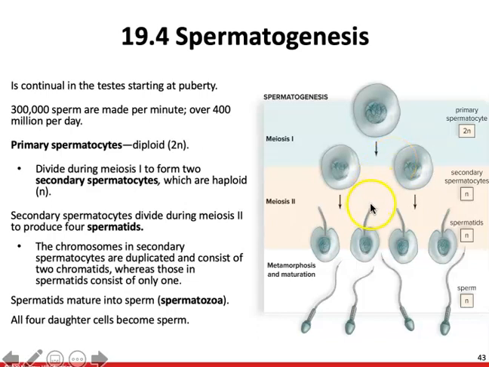Secondary spermatocytes are then going to divide during meiosis 2 to form four spermatids. The chromosome in the secondary spermatocytes is going to be duplicated and consist of two chromatids, whereas those in the spermatids consist of only one. So here we had two sister chromatids, now we have only daughter chromosomes. We end up with four haploid cells. Now I want to ask you, are these haploid cells genetically unique or genetically identical to the original primary spermatocyte?